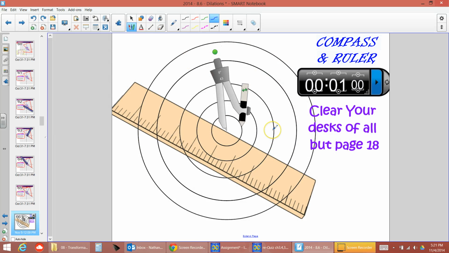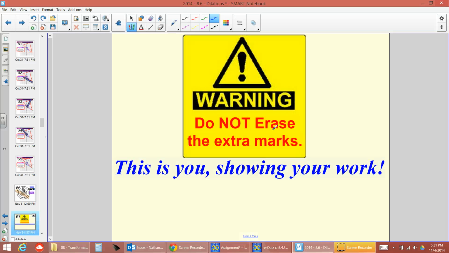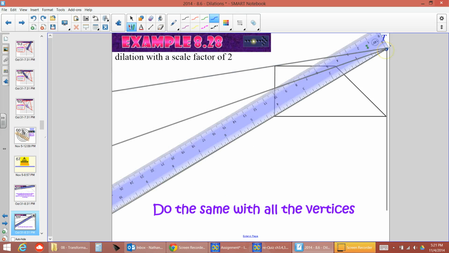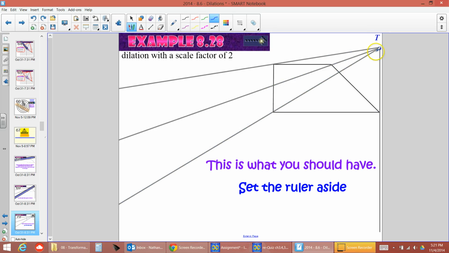Okay, so for this activity, if you have a compass where you're at, wherever you are, follow along. If not, just follow what I'm doing. We did this at the beginning of the year, so I'm not too worried about it. So if I have to dilate with a scale factor of 2 from the point T, I draw with a ruler to each endpoint. Notice how I extended these ruler lines all the way out? When I do that, this is what you should have.